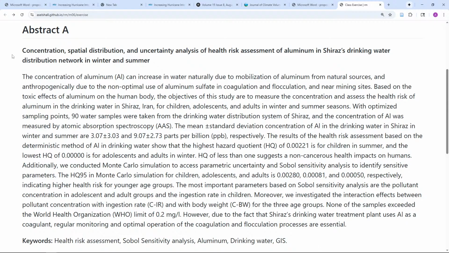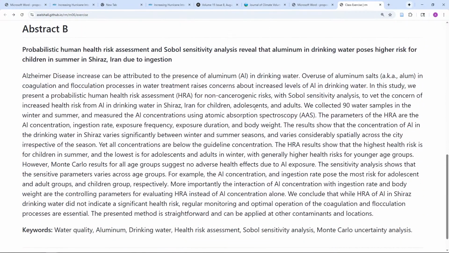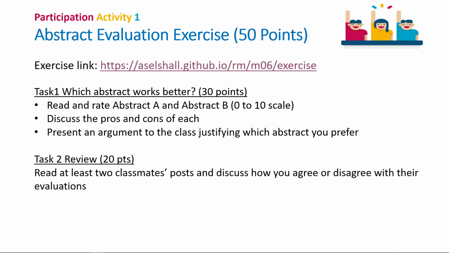So pause the video and read abstract A. You can do this now while you're watching this video. When this class was done in person, we generally did this during class. So you read this abstract, and then pause the video and read the next abstract. It's very important to do this because that's the hands-on training, and you will see the difference and how to craft an effective abstract.